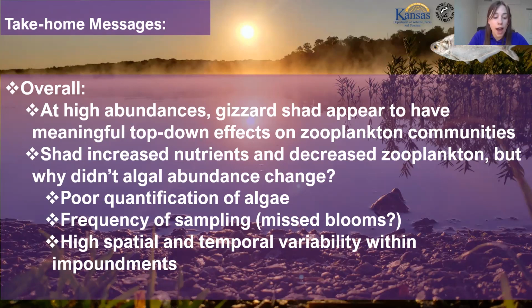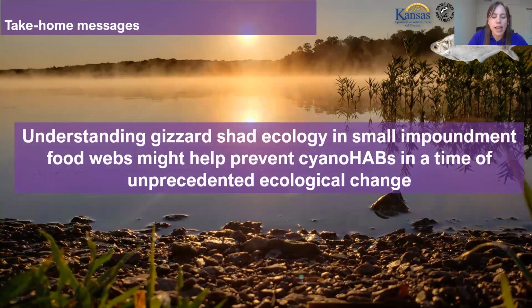These impoundments are also highly variable in terms of nutrient inputs and watershed land use, with the prevalence of agriculture being higher in certain parts of eastern and western Kansas compared to just central Kansas. And so in closing, advancing our understanding of gizzard shad ecology, as well as the ecology of other benthic feeding fishes in small impoundments, might help impoundment managers predict and prevent harmful cyanobacterial blooms in a time of unprecedented ecological change.